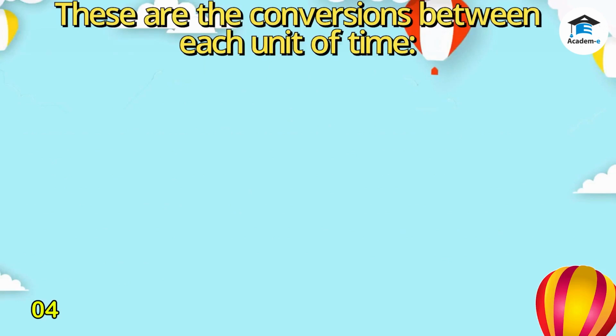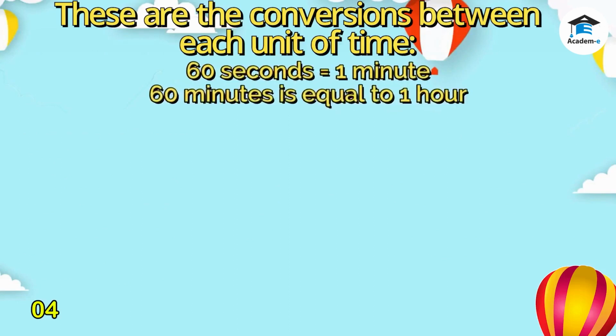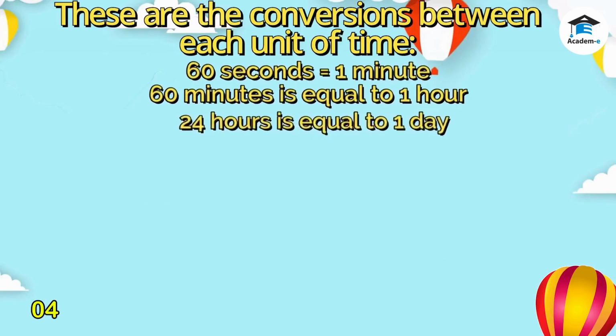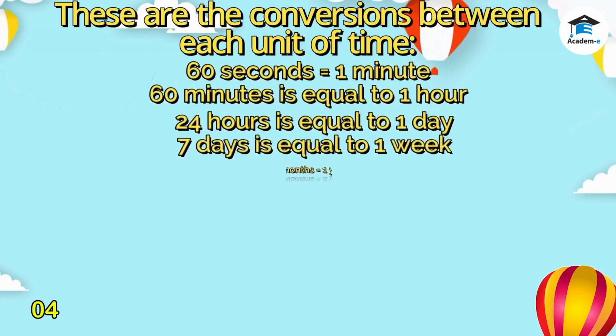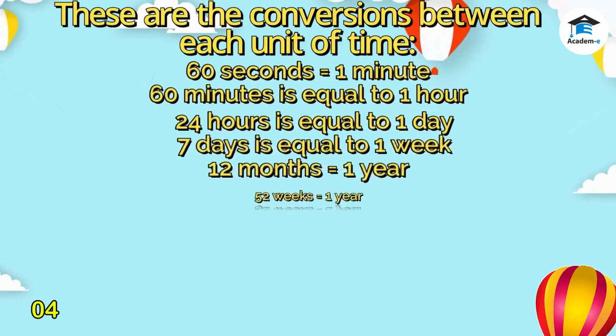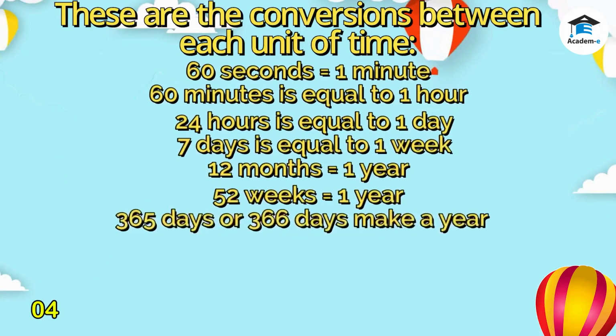These are the conversions between each unit of time. 60 seconds is equal to 1 minute. 60 minutes is equal to 1 hour. 24 hours is equal to 1 day. 7 days is equal to 1 week. 12 months is equal to 1 year. 52 weeks is equal to 1 year. 365 days or 366 days make a year.